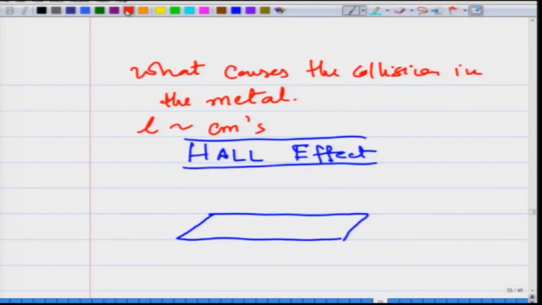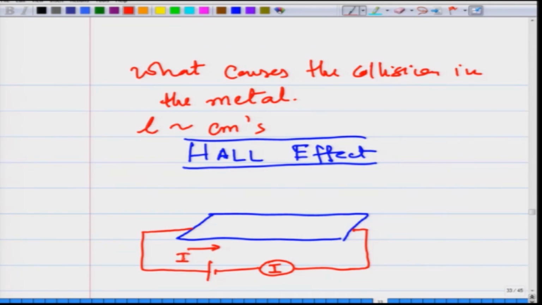and let us say that we apply a voltage across this. Because of the voltage which is applied, there will be a current I which will start flowing through the metal. There will be a current I in the metal, and as per convention the electrons will drift in the opposite direction. So, there will be a drift of electrons.